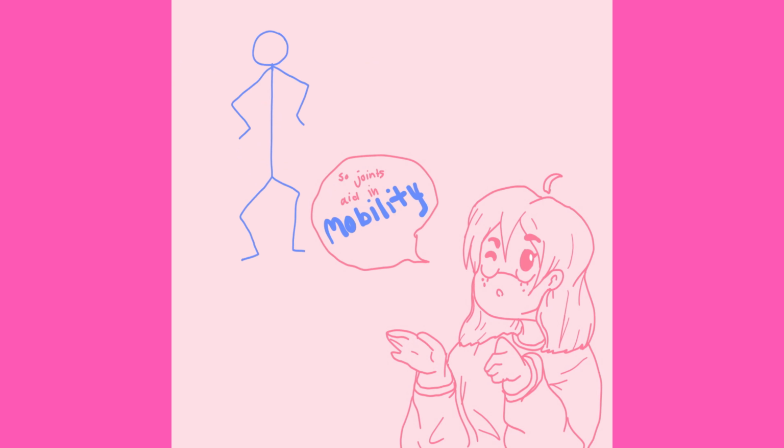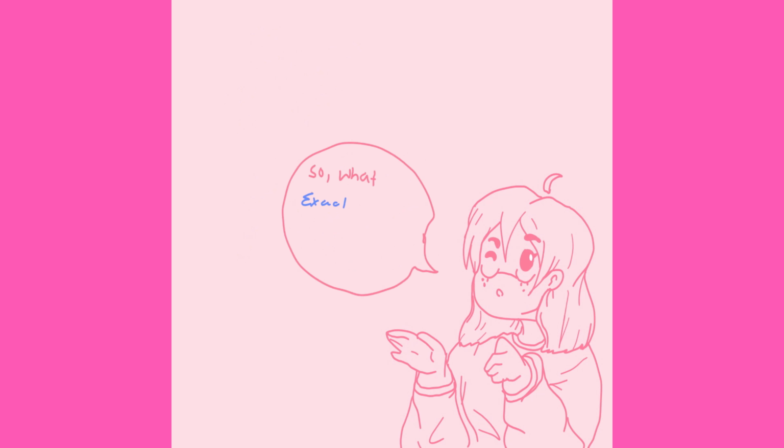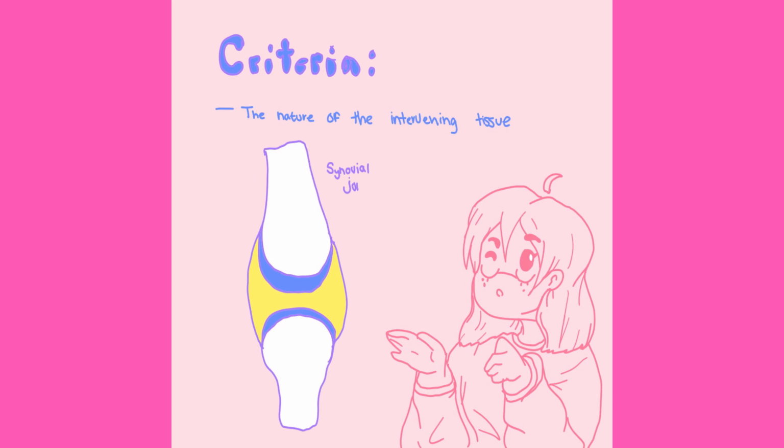No. But these are some of the joints that might come to mind if you are thinking about mobility: shoulders, elbows, wrists, hips, knees, and ankles. So what exactly classifies as a joint? The nature of the intervening tissue, which could be connective tissue, otherwise known as CT.